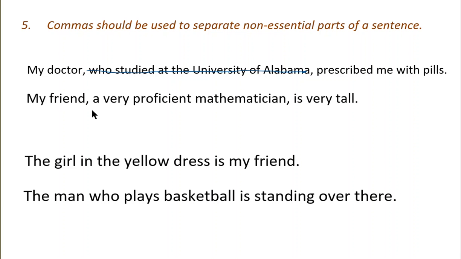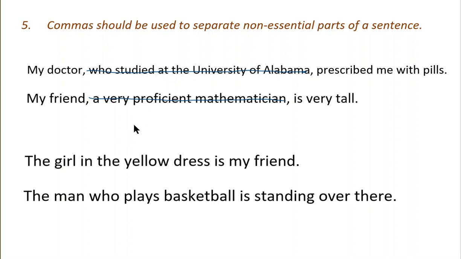If I said, my friend, a very proficient mathematician, is very tall. Being good at math doesn't really make you tall. I mean, there might be a stat that says it does, but objectively speaking, being good at math does not make you tall. So if you removed this part right here, and we said, my friend is very tall, it means the same thing. It's the same idea. And this extra detail was just removed. And instead of writing it across every single time you write a sentence, you put the phrase between commas to show that it's non-essential.